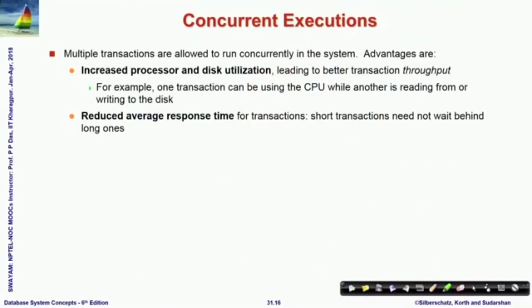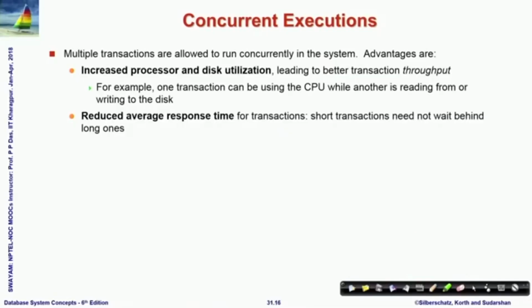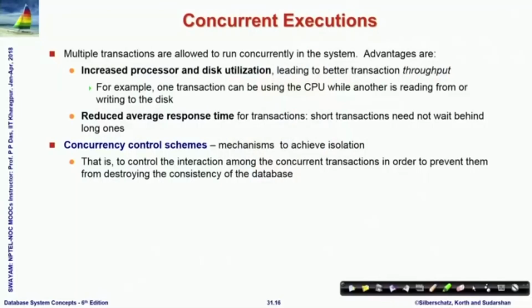So, the throughput will increase, and also the average response time will reduce, because there may be a short transaction which, if it were serially done, will have to wait for a very long transaction which may already be executing. But if we allow concurrent execution, then in between that long transaction a few cycles may be taken to execute the short transaction, and the average response time will improve. So, that is our basic requirement.